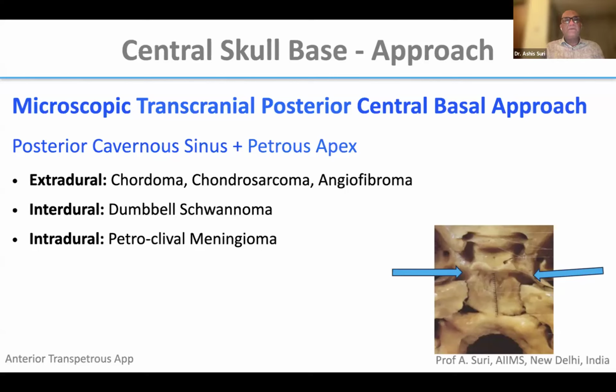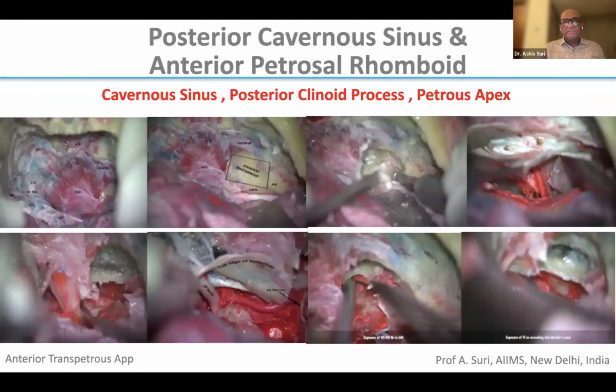There's this big spectrum of lesions. When I talk about extradural, why extradural approach? Because it's a spectrum of lesions. If you're only doing intradural, then it becomes a smaller spectrum. Here it's a huge spectrum. Chordomas, chondrosarcomas, angiofibromas, intradural lesions. I always call schwannomas intradural, they're between the two dural layers. Intradural: petroclival meningiomas, epidermoids, histiocytosis, aneurysms, cavernomas.